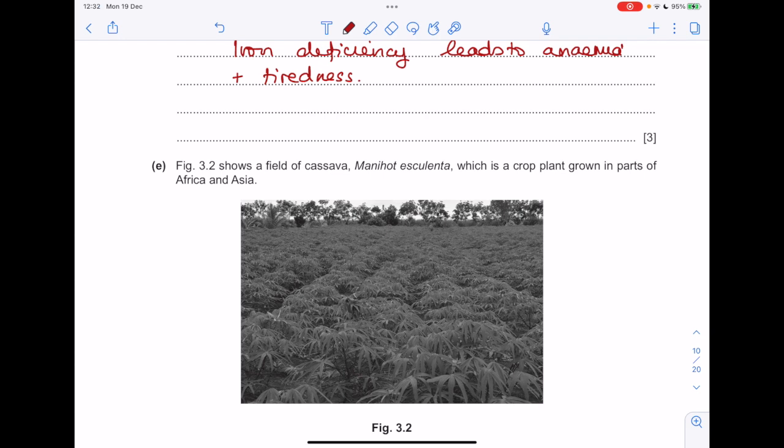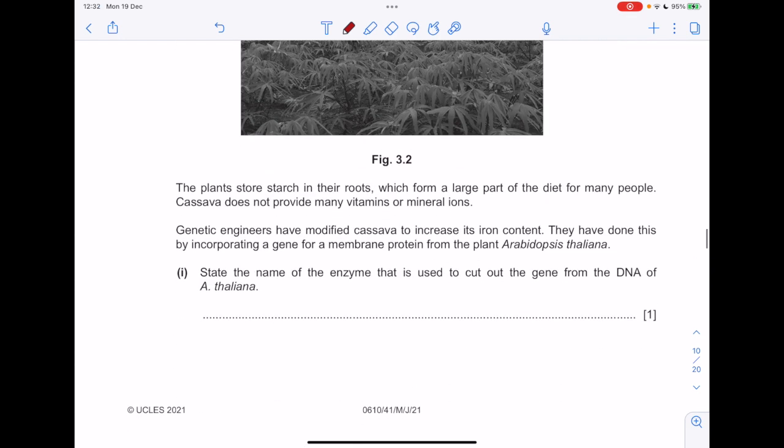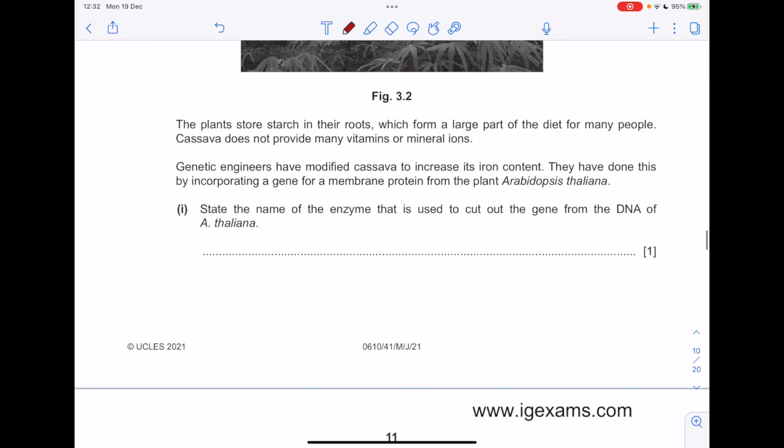Figure 3.2 shows a field of cassava, which is a crop plant grown in parts of Africa and Asia. The plants store starch in their roots, which form a large part of the diet for many people, but cassava does not provide many vitamins or mineral ions. Genetic engineers have modified cassava to increase its iron content. They've done this by incorporating a gene for a membrane protein from the plant. State the name of the enzyme that is used to cut the gene from the DNA of the plant. Remember, that is a restriction enzyme.